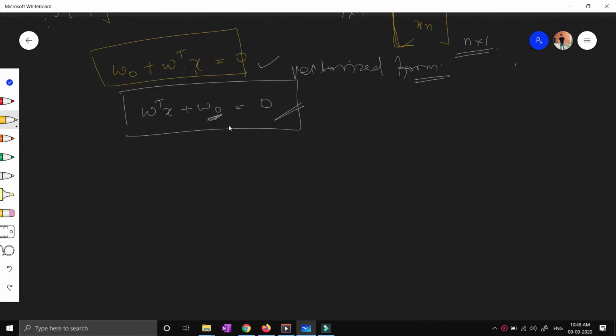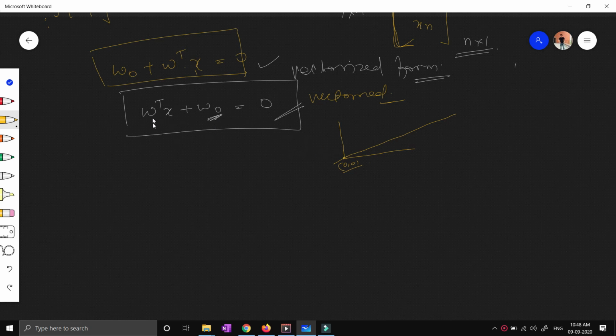Now, as we have seen, this is the more vectorized form of the equation of a line, right? So what if my line passes through the origin? Let's assume this is my line, and it passes through the origin, 0, 0. Then what will be the equation of a line? In that case my W0 becomes 0, right? W0 is the intercept term.